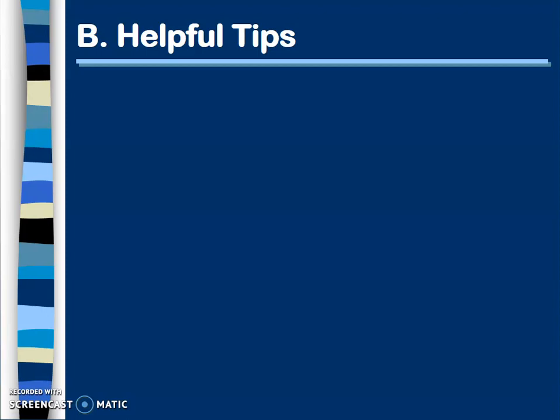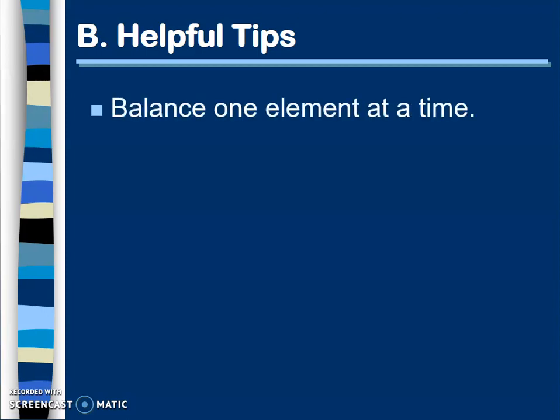Next, here's a couple of helpful tips that I have found work really well as you go. First, balance one element at a time. I've seen that a lot of students try to think about 2 or 3 elements at the same time and put in multiple coefficients at the same time. And that does work for some people.